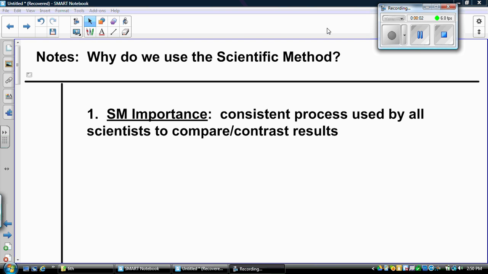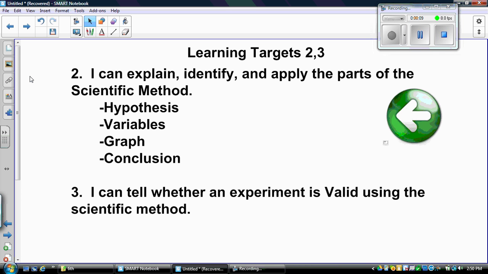Right, our essential question for today is, why do we use the scientific method? This section of notes actually has two targets, 2 and 3. Target 2, I can explain, identify, and apply the parts of the scientific method. Those include the hypothesis, variables, graph, and conclusion. And target 3, I can tell whether an experiment is valid, meaning it's a good experiment using the scientific method.